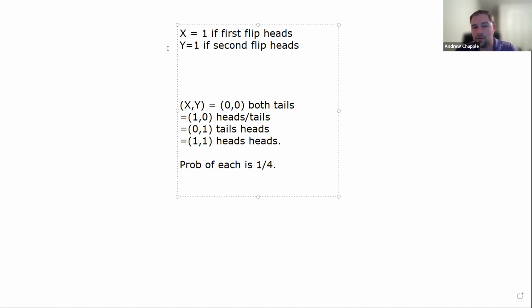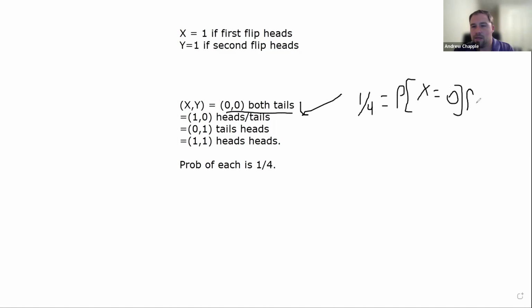Now, I can also get this probability by multiplying the probabilities of each event. In this case, the probability of getting both tails is 1/4, but I can also get this as the probability that X equals 0 times the probability that Y equals 0, which is 1/2 times 1/2, which is equal to 1/4. So in this case, the coin flips are independent.